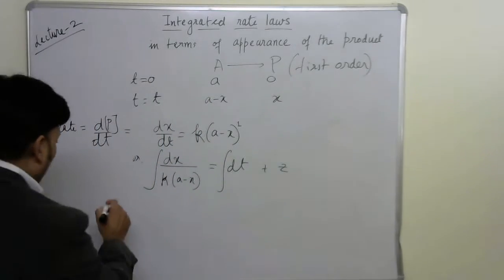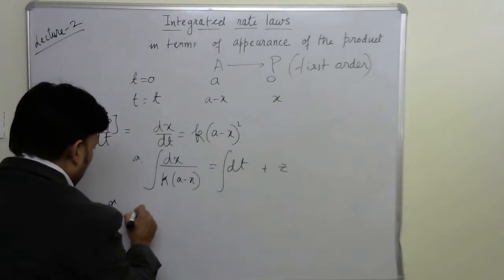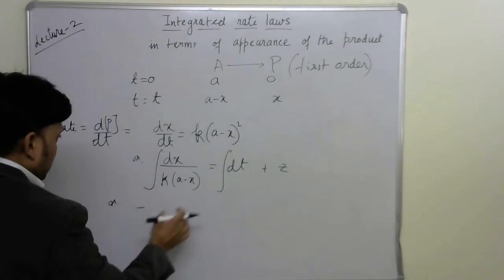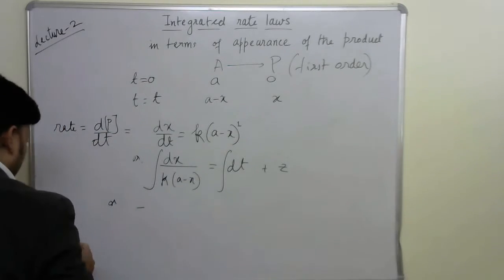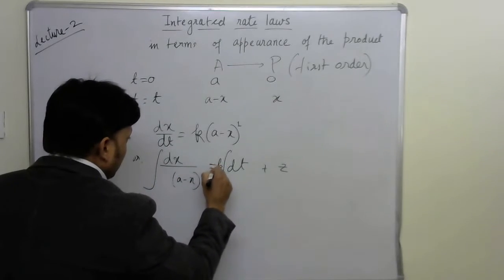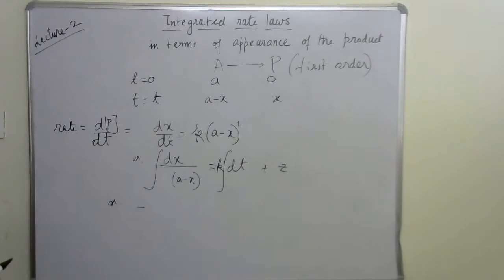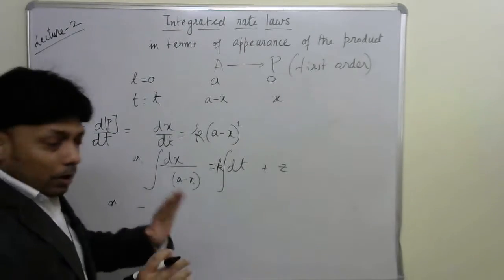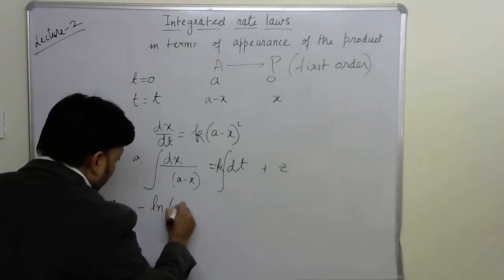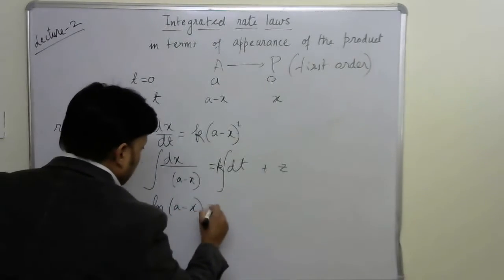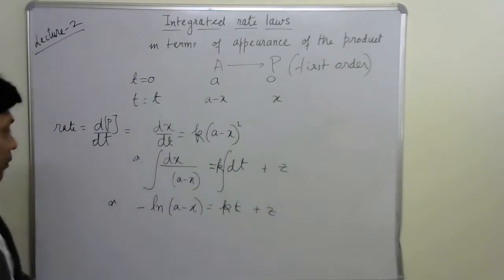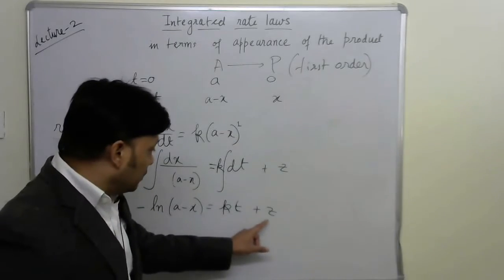Sorry, we can put the k over here. Right. So therefore we now come to this equation: minus natural log of (a minus x) is equal to kt plus z. So z is the constant of integration, and now we are going to find out the value of z.